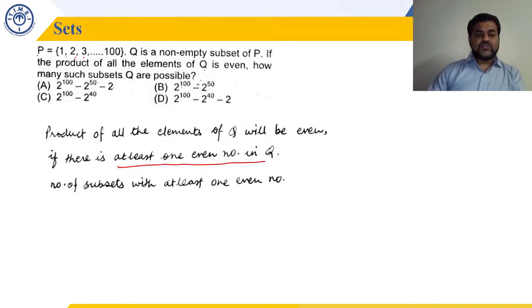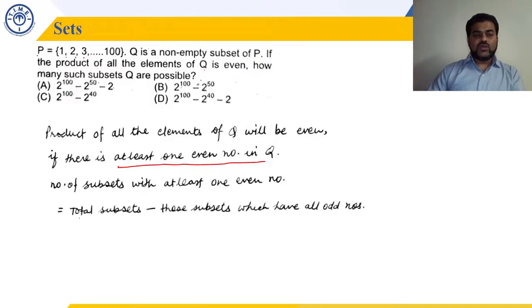So number of subsets with at least one even number, can I say, will be equal to total subsets which are possible minus those subsets which will have all odd numbers. Okay. We want those subsets which has at least one even number. That can be written as total subsets minus those subsets which have all the odd numbers. So we will be left with only those subsets which will have at least one even number.